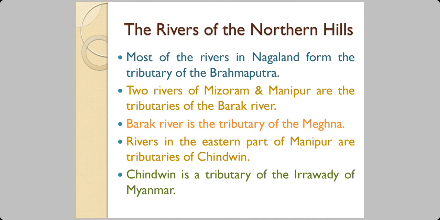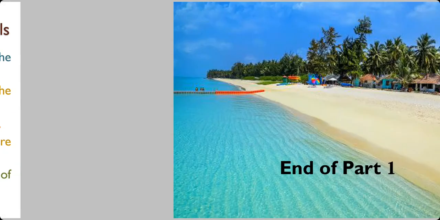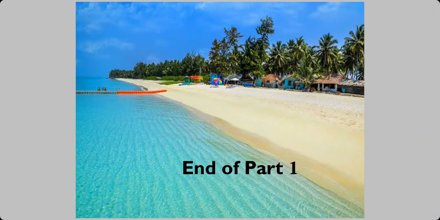Now when we look at the rivers of the northern hills, most of the rivers in Nagaland form the tributary of the Brahmaputra, and there are two rivers of Manipur and Mizoram, and these are the tributaries of the Barak River, and Barak River is a tributary of the Meghna. So these rivers keep joining each other. The rivers in the eastern part of Manipur are tributaries of Chindwin, and then Chindwin in turn is a tributary of Irrawaddy, and this Chindwin River is in Myanmar, earlier which was known as Burma.